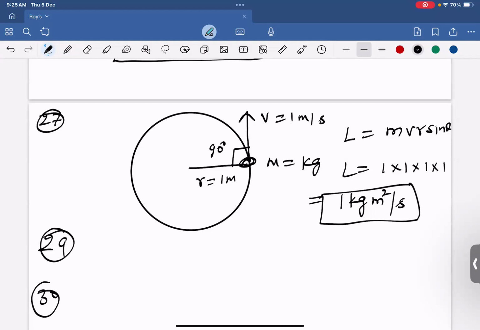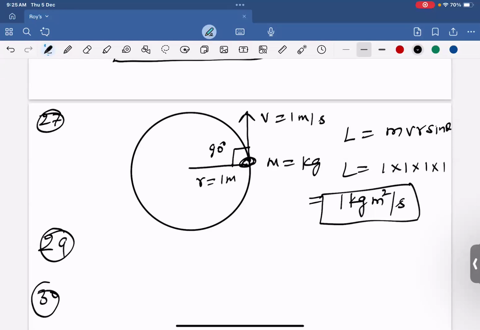Sir. Done. Okay, you got the answer? Tell me 29 answer. 29 का answer is 10 kg meter square per second. Okay, and 30 answer. 2 Nm, Newton meter. Yeah, that's correct. Okay.